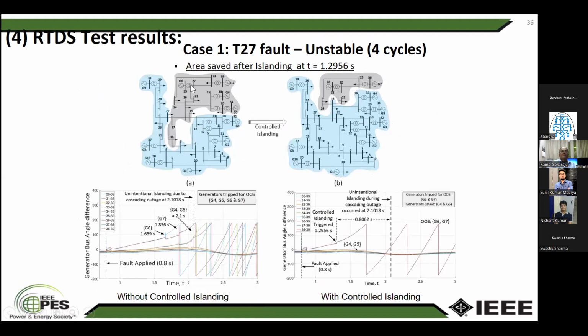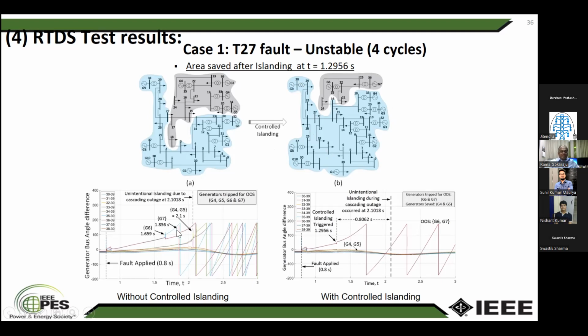So on the top figure, the first one, figure A corresponds to unintentional islanding. If we don't do anything on the system, we just have out of step relays for generators and the lines, then this is the region that got blacked out. And if we did a controlled islanding, we are saving all this portion of the system. Only this small portion is the one that we are losing.